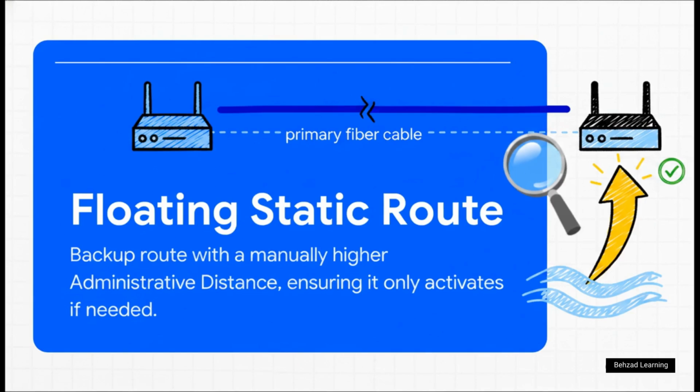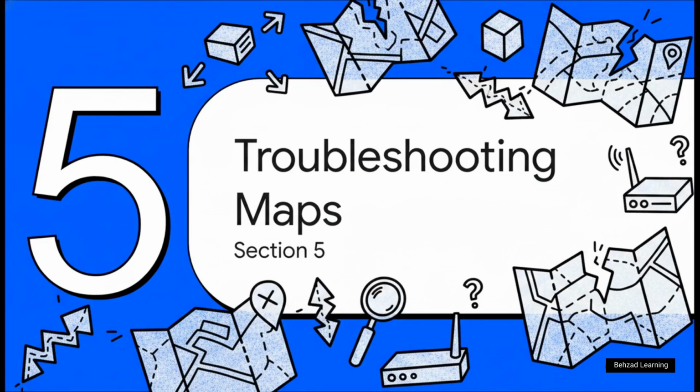But the exact second that fiber cable gets cut, the primary route vanishes and boom, the floating static route surfaces, injects itself into the map, and saves the day without you ever having to lift a finger. But what happens when your map just isn't working right from the get-go? Let's talk about Section 5, troubleshooting broken routing maps.